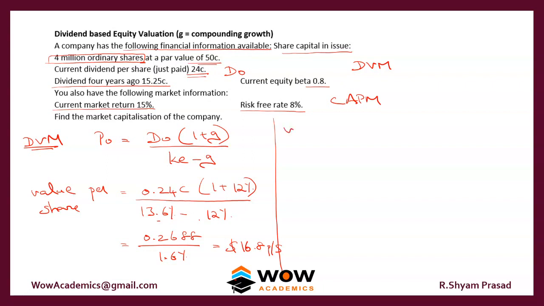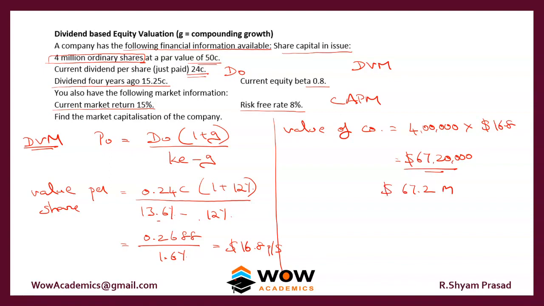So we have to find out the value of the company. How do you find that out? You find it through the total number of shares, which is 4 lakh shares, multiplied by the per share value, which is 16.8. You will get the total value of the company, 67 lakhs and 20,000, or $67.2 million. As they're asking the market capitalization of the company, they're not asking the per share value, they're asking the full worth of the company. So this is the full worth of the company.